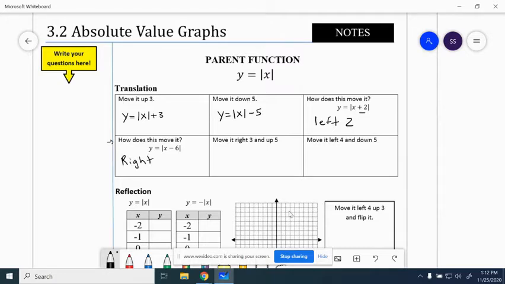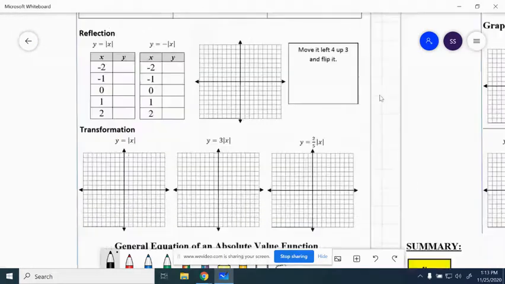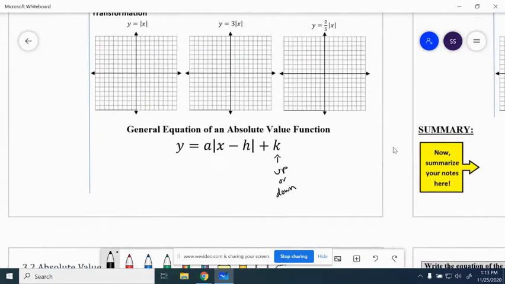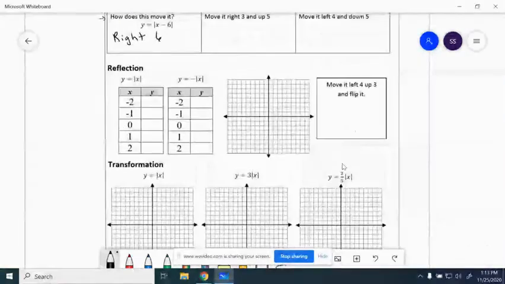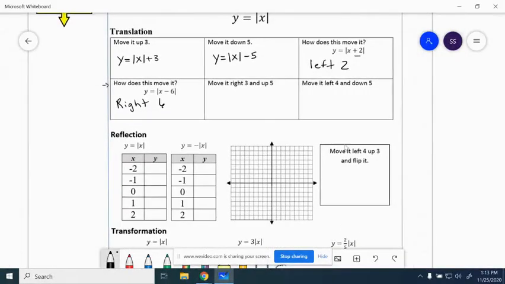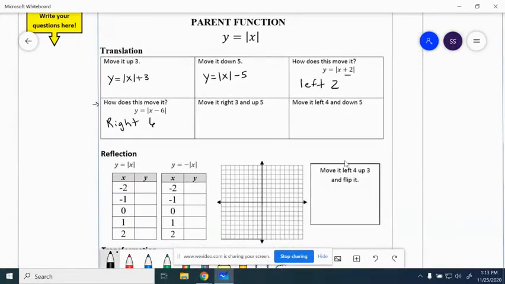To the right 6. All right, I think we got another piece to our puzzle that we can add in here. It looks like this h value is going to shift our function left or right. Okay, moving on. Well, let's take a look at these last two here.